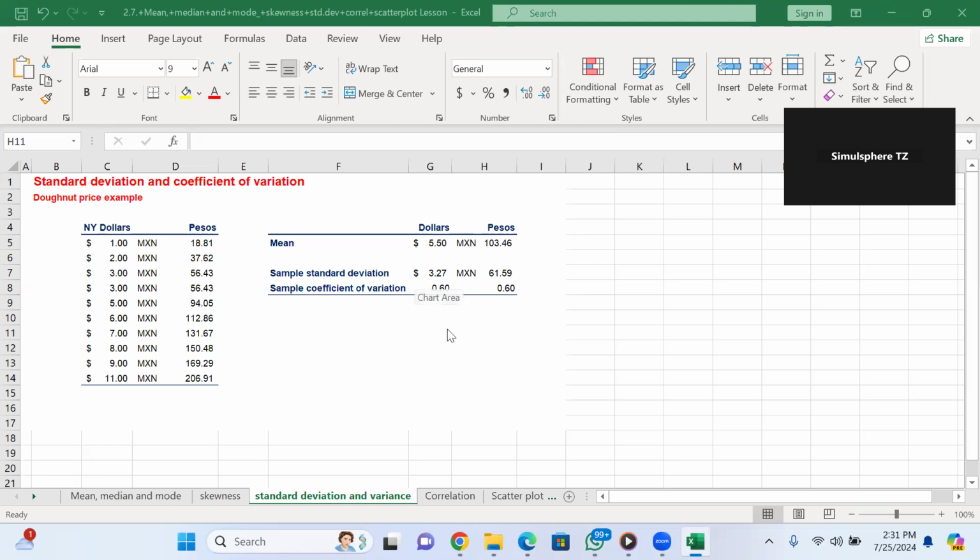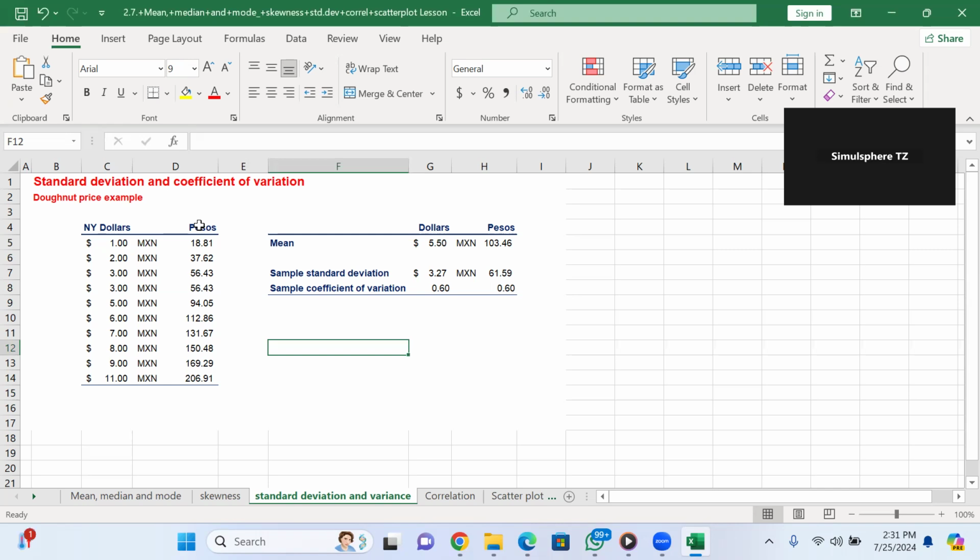In our previous video, we understood the concept of skewness, and we understood the fact that skewness could be visualized or measured. In today's class, we will be looking at the concept of standard deviation and coefficient of variation. To do that, let us first understand the data set before us. We have donut prices in New York dollars and in pesos.